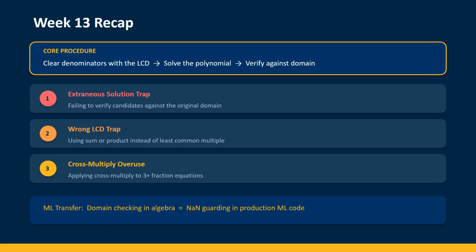The lesson's applied connection, domain checking as the algebraic precursor to not a number guarding in machine learning, should be understood not as a pedagogical embellishment, but as a genuine structural parallel. The mathematical discipline of asking, can the denominator be zero, before proceeding with division is identical in both contexts. Students who carry this habit forward will find that numerical stability in computational settings is a natural extension of, rather than a departure from, the algebraic reasoning practiced this week.